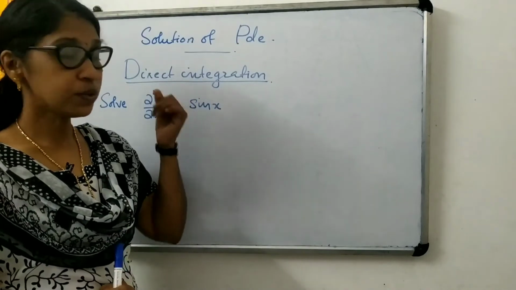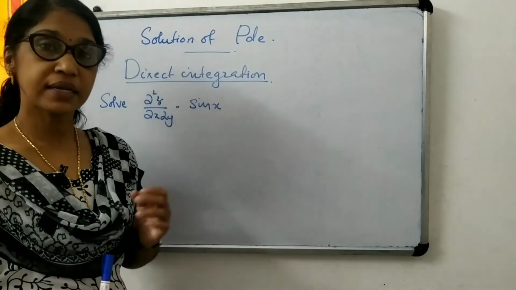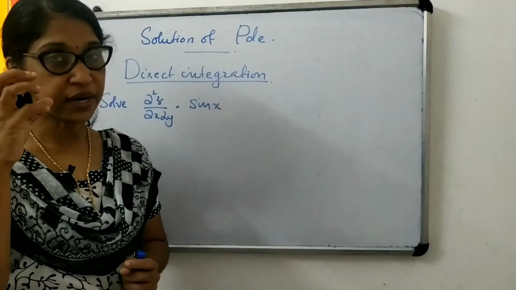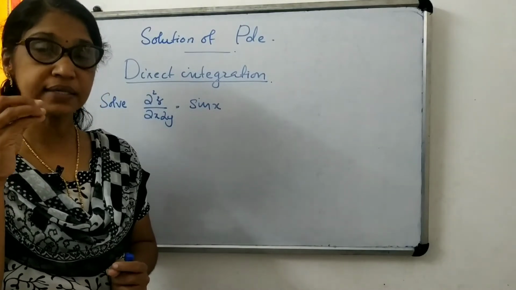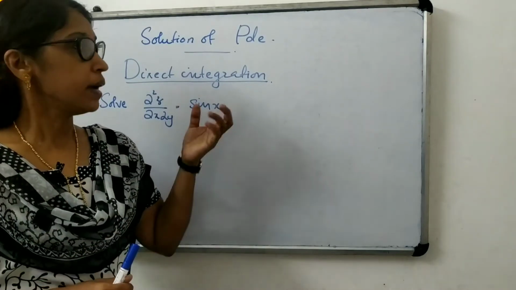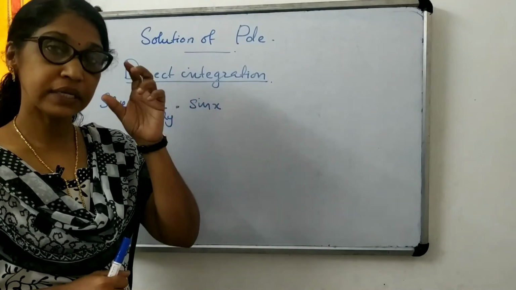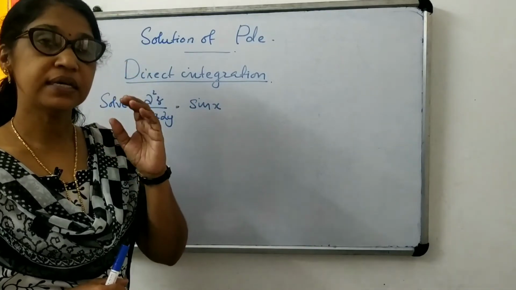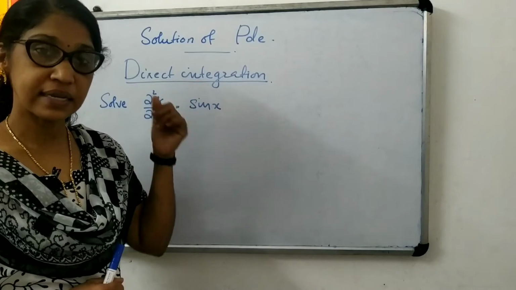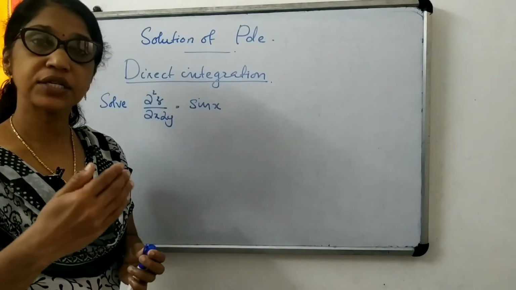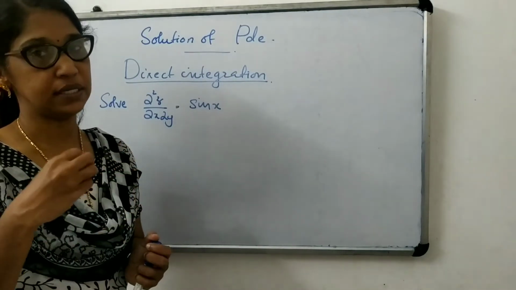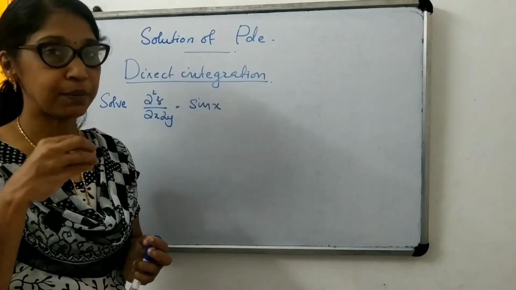Direct integration is used when we are given only one partial derivative. If we are given only one partial derivative, then we use direct integration for finding the solution of the PDE. Also, when we integrate in the direction of one variable, we have to keep all the other variables as a constant. That is the main thing you have to keep in mind.